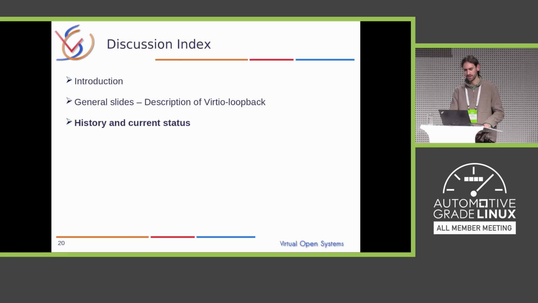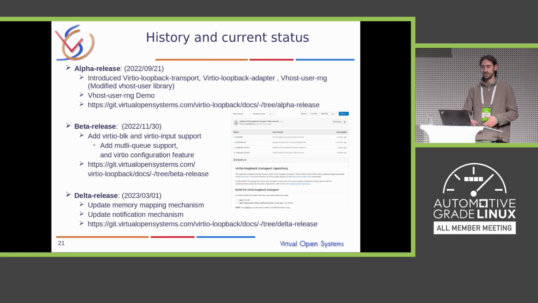A bit about the history and the current status now. We have done in the past the alpha version. That was our first release. The first release basically introduced the transport, the driver basically, the adapter, which is the user space component, and a demo for the VIOS user RNG, which is the random number generator under the VIOS user protocol. And then we provided a demo, and that was a proof of work that this technology can actually have a place in the kernel.